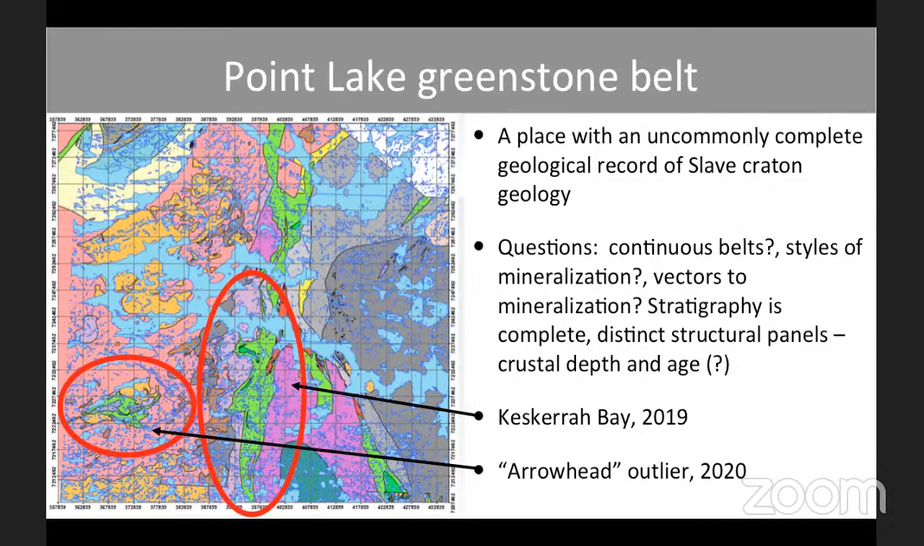There's a lot of stratigraphy that's quite complete, but there are different structural panels, different crustal depths, potentially different ages of volcanic rocks here. So the work that I've been doing was in Cascara Bay in 2019, and in 2020 I went to the Arrowhead outlier and was able to do some limited capacity mapping this past summer.